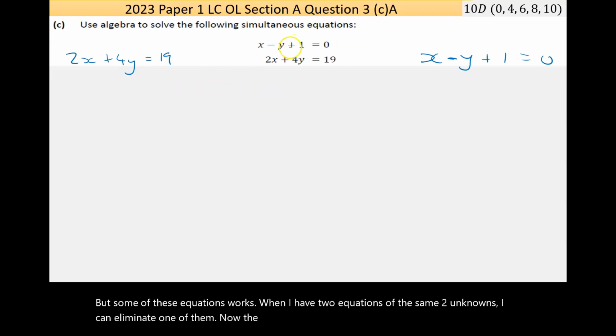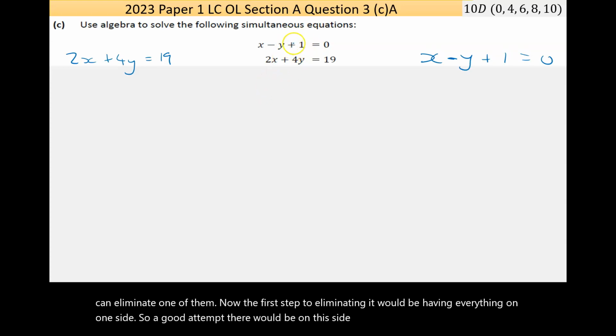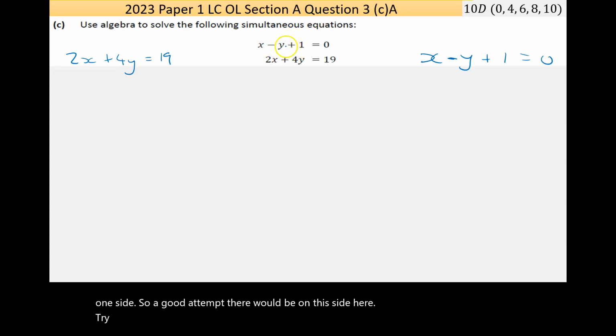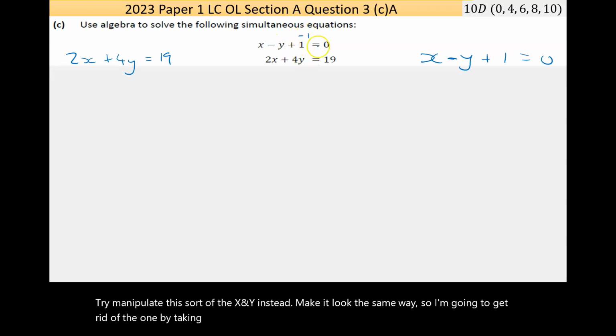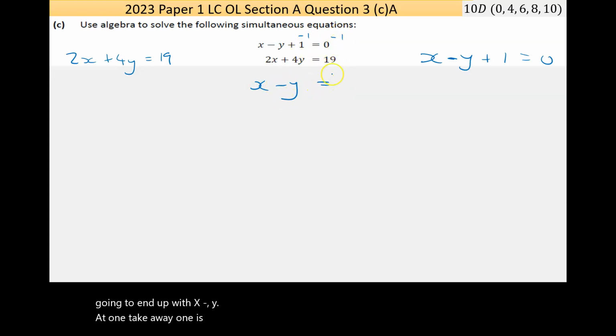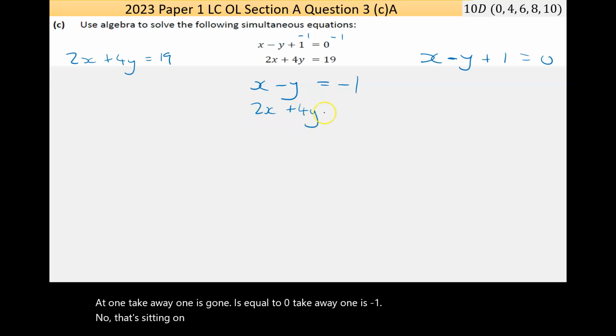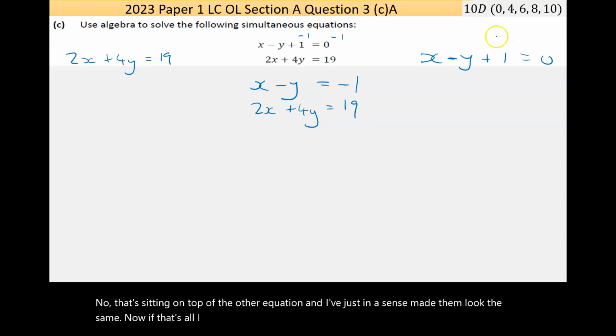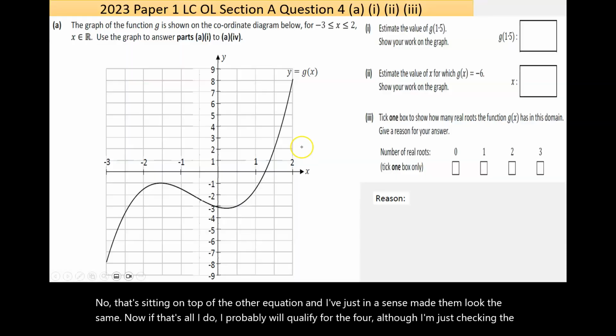Now, the first step to eliminating it would be having everything on one side. So a good attempt there would be, on this side here, to try to manipulate this so there's the x and y, in a sense making it look the same way. So I'm going to get rid of the 1 by taking 1 away from it. If I do it to one side, I have to do it to both. And I'm going to end up with x minus y. Now 1 take away 1 is gone. Is equal to 0 take away 1, which is negative 1. Now, that's sitting on top of the other equation, and I've just, in a sense, made them look the same. Now, if that's all I do, I probably will qualify for the 4, although I'm just checking the marking sheet here.